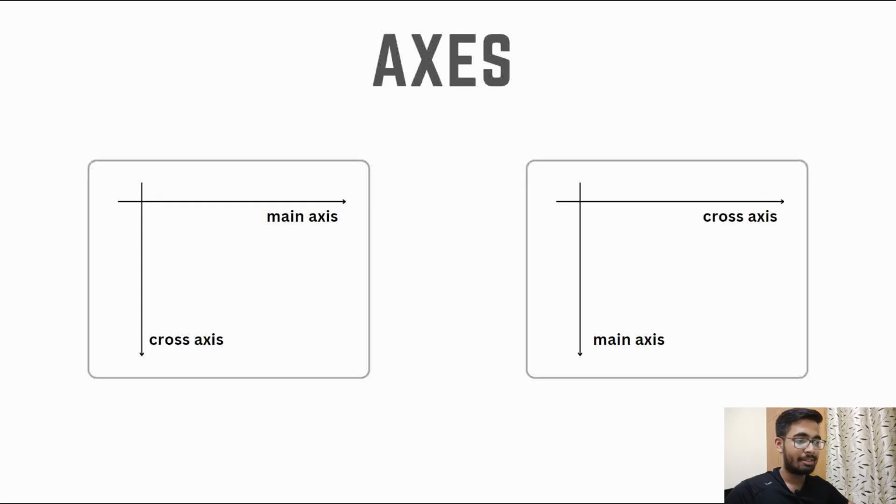Let's see axes. In Flexbox we have two main axes. The first one is the main axis and the second one is the cross axis. Main axis and cross axis are always perpendicular to each other. If the main axis is horizontal, the cross axis will automatically be vertical, and if the main axis is vertical, the cross axis will automatically become horizontal. Okay, so that was about containers, items and axes.